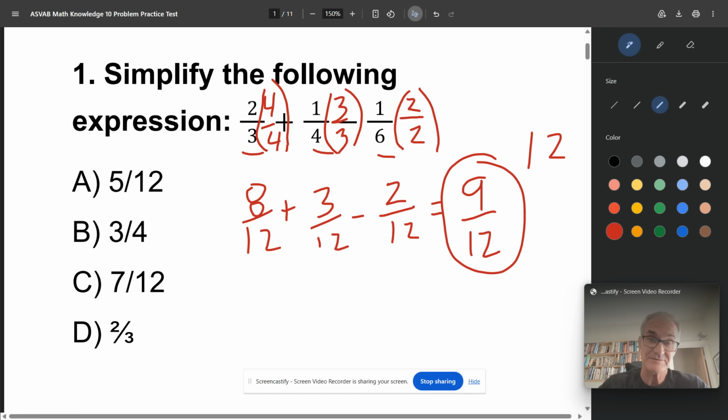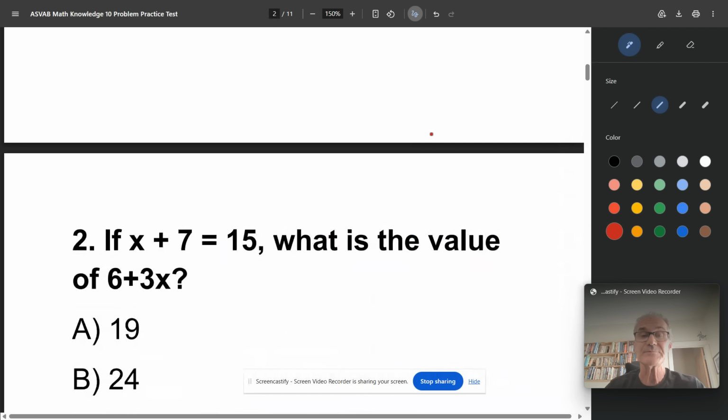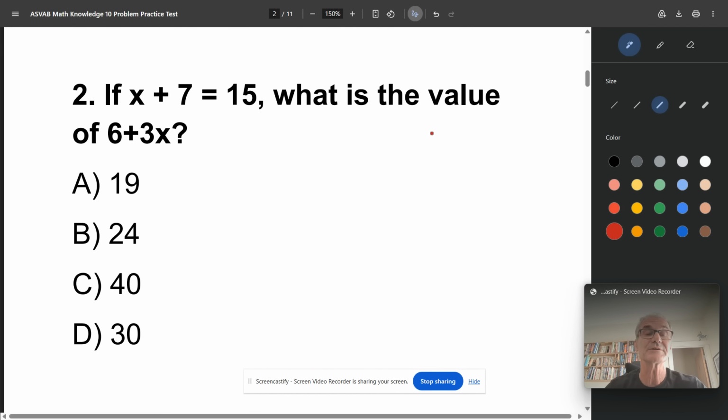So to reduce that fraction, I look at what numbers go into both of those. Well, 3 goes into 9 3 times. 3 goes into 12 4 times. 9 12ths is the equivalent of 3/4. Correct answer, answer B right there. Certainly not an easy problem, and you could understand why knowing your multiplication facts is so important on these fraction problems, because the problem's all about figuring out what numbers go into both of them.